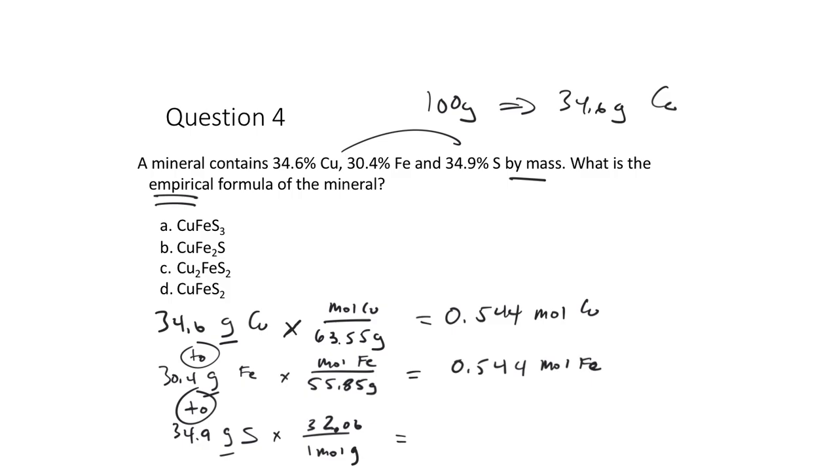At least let's get all of our numbers and start thinking of ratios again. So let me do the last one, 34.9 divided by 32.06, which is 1.089.